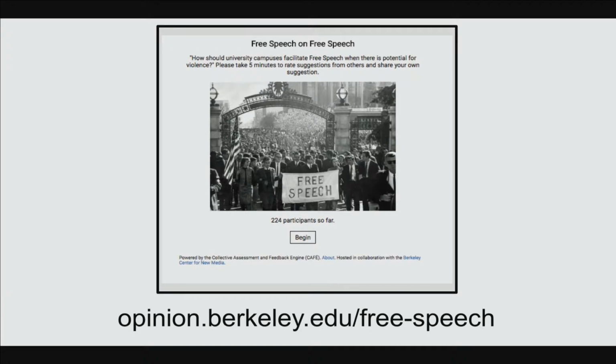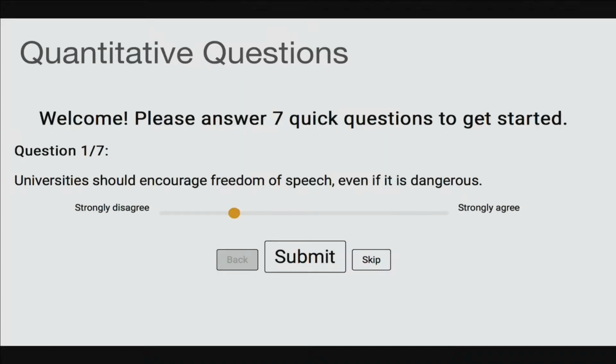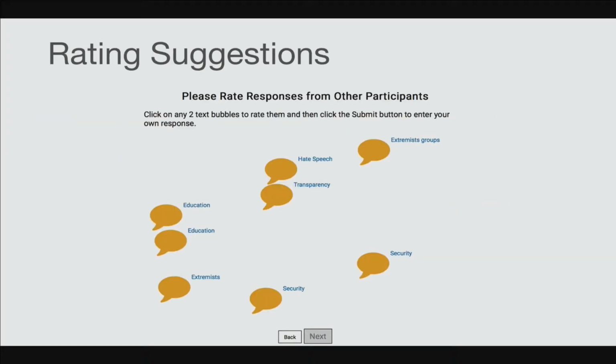But I'm going to give you the results of what we have so far. Again, the topic here is how should university campuses facilitate free speech when there's potential for violence. The interface asks a number of questions such as this, essentially as a baseline, just to understand where you're coming from. So how do you answer this on a scale from strongly disagree to agree: universities should encourage freedom of speech even if it is dangerous. Then you answer several of these questions.